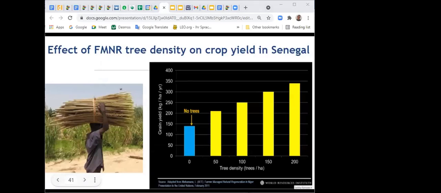Now, there's been a lot of research also that has shown that if managed properly, the density of trees can really have an impact on the soil. Here you have on the graph no trees, per hectare, 50, 100, 150, and we have had up to 200 trees per hectare. Of course, it depends on the type of trees and how you prune them and so on. And you can see the impact, not on the soil here, but on the overall yields of grain crops in those fields. This is from Senegal.